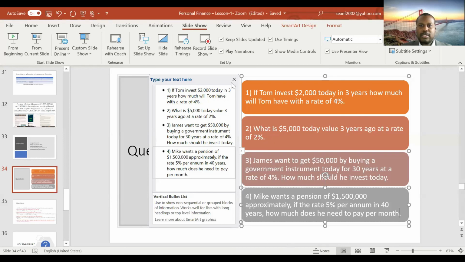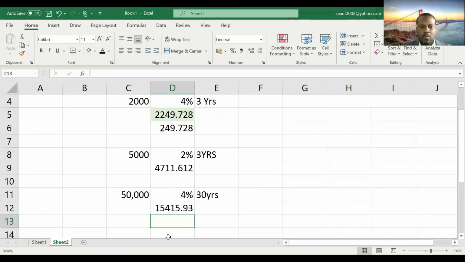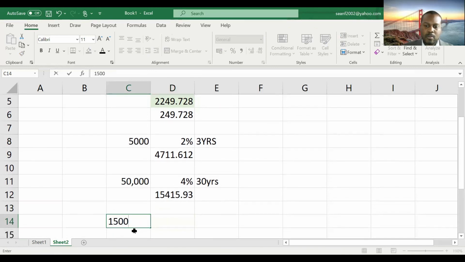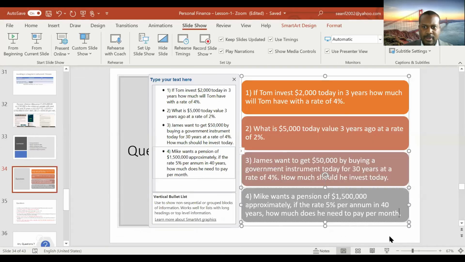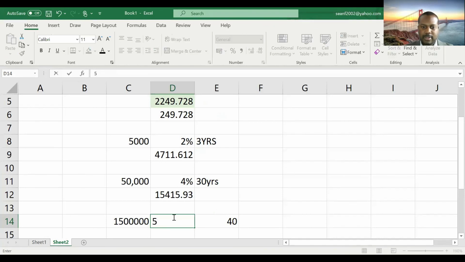Okay, let's look at the share screen. So 1.5 million, 40 years and 5%. Got all the figures correct.